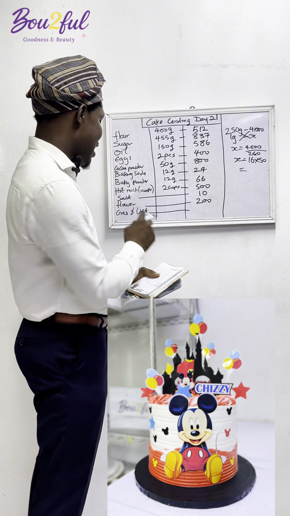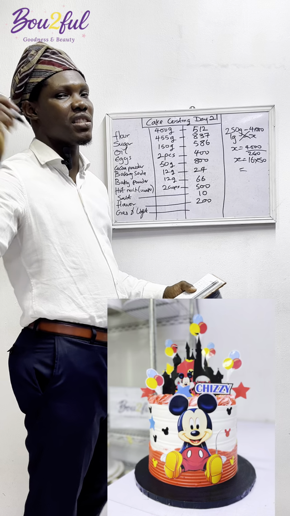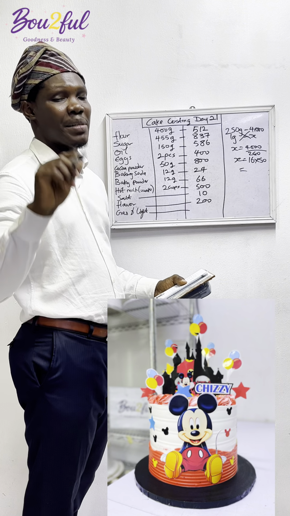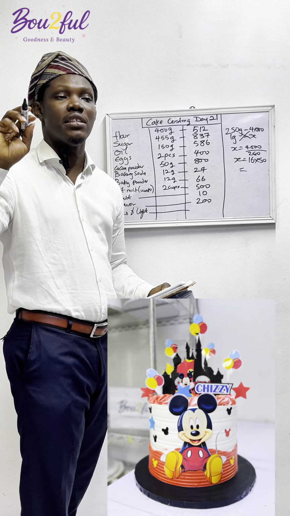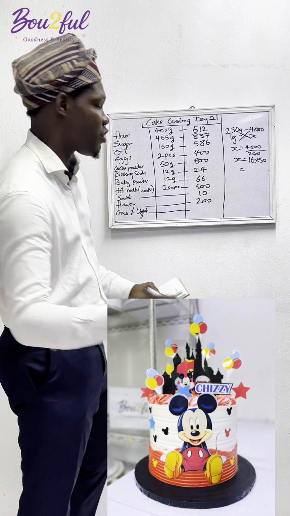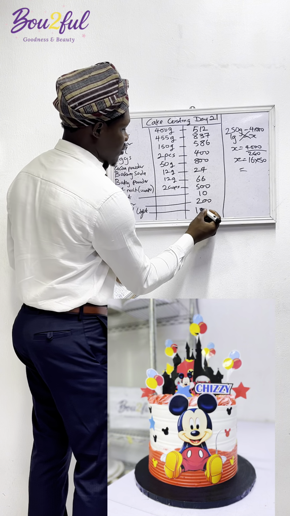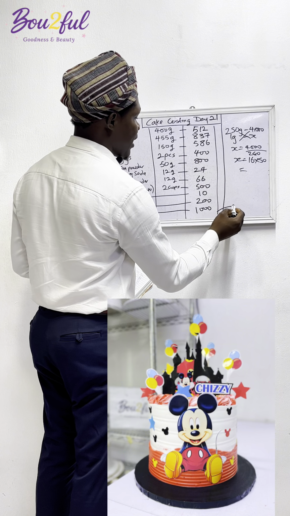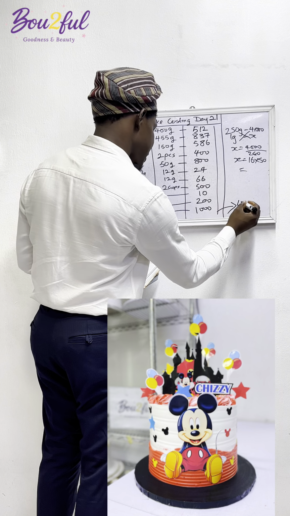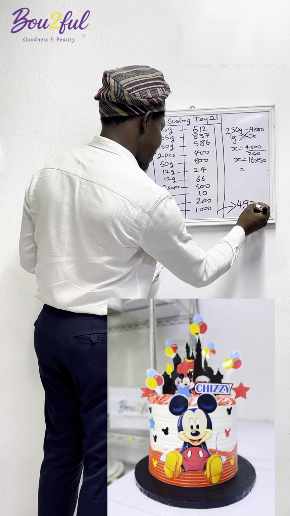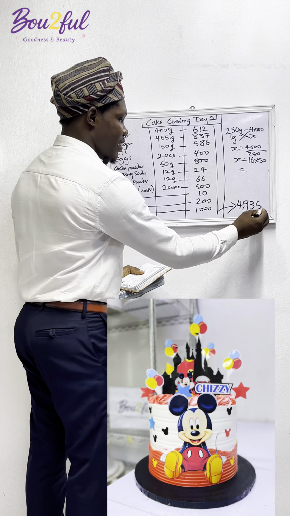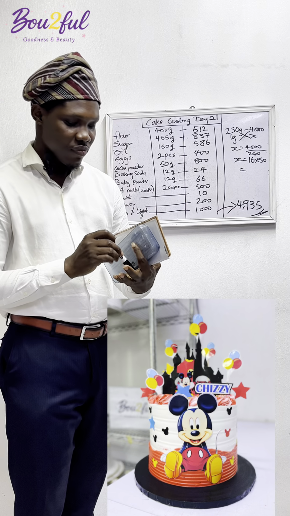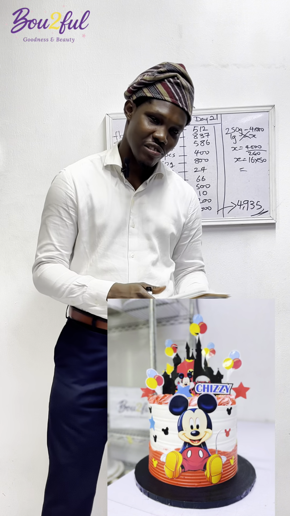Then for gas and light, remember in our previous video, how I established that gas and light should always be in your recipe, no matter how many recipes you are doing. You put a fixed price of 1,000 naira. So by the time you do the calculation of all this, you will get 4,935 naira as the production cost for chocolate cake.